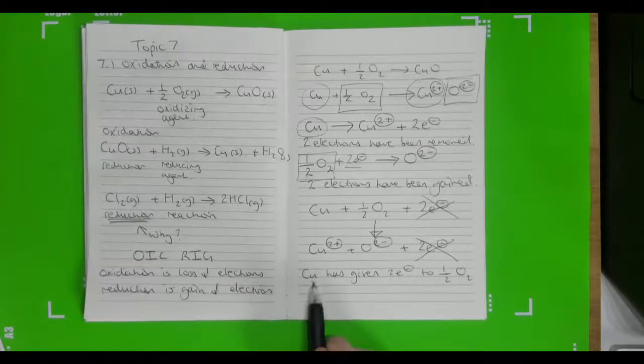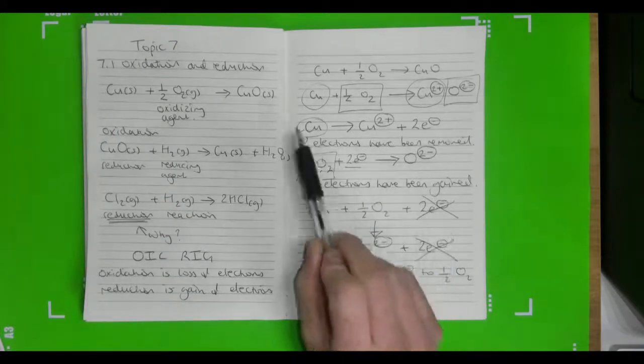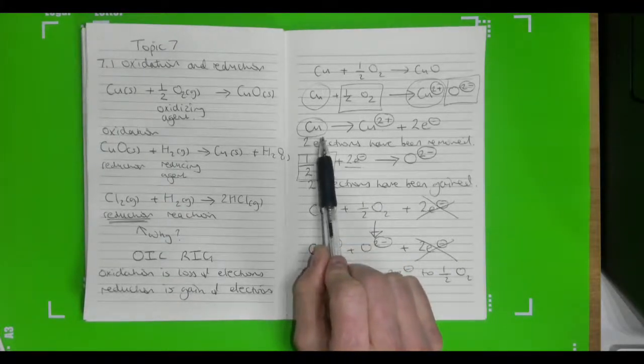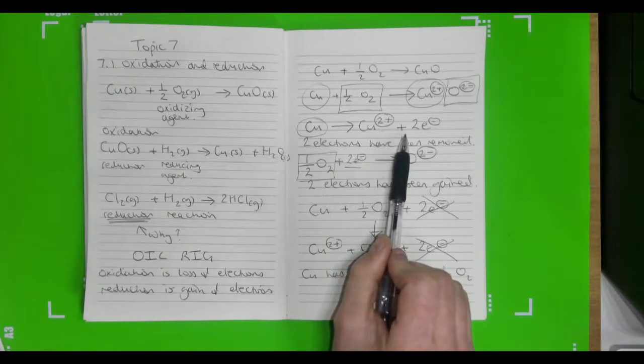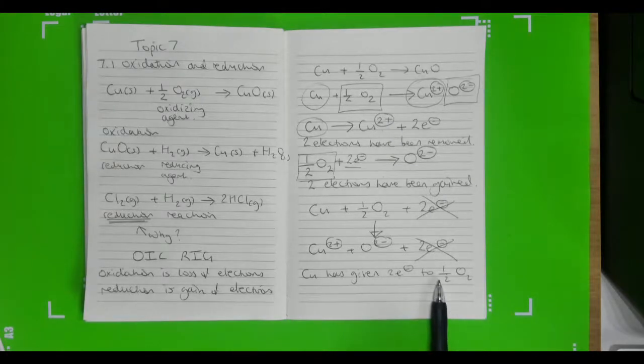Okay, the Cu has given 2 electrons to O2. If the Cu has given 2 electrons, it means it's lost electrons. We can see here that 2 electrons have been removed. So Cu has given 2 electrons to the O2 minus. Also, the O2 minus has gained 2 electrons.